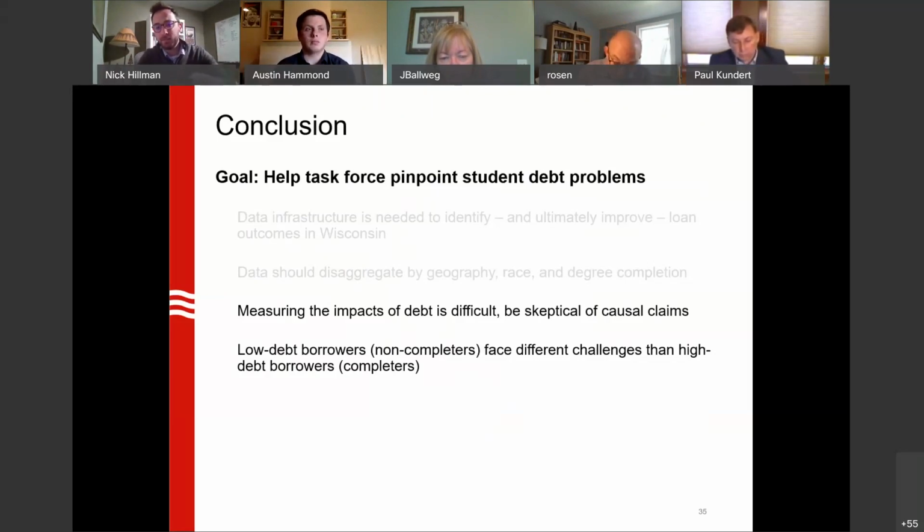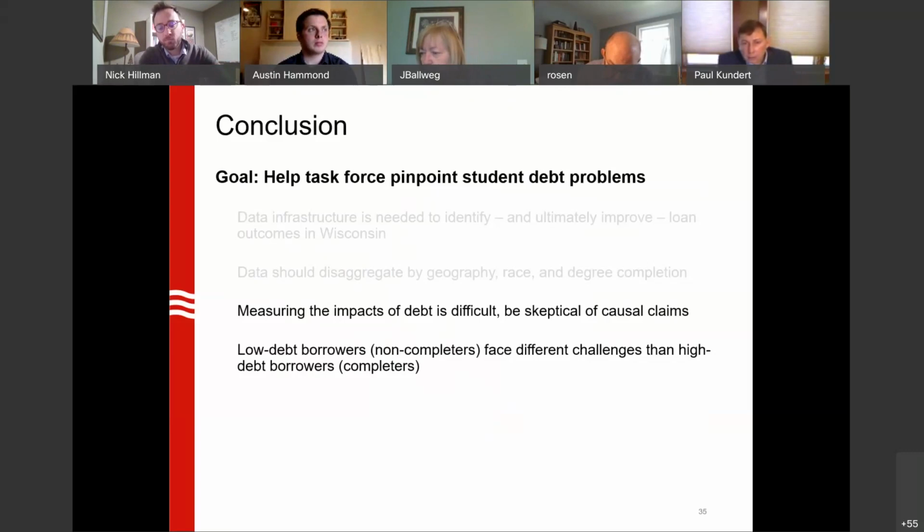And certainly when there's smoke, there's fire. There's a lot of things that are happening, but I'm always skeptical whenever we talk about causal claims in student loan debt, only because we're not randomly assigning loans to people. It doesn't mean that there aren't causal effects, but I always pause.